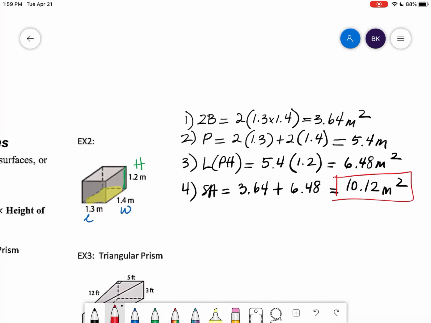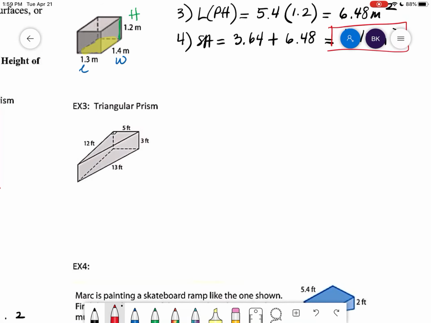Okay, moving on to the triangular prism. So basically everything is the same, right? The formula is the same. The only difference is now my base is going to be a triangle. I'm going to highlight both bases, right? I'm also going to bring to your attention this little box. It tells me that 12 is the height and the 5 is the base of the triangle.